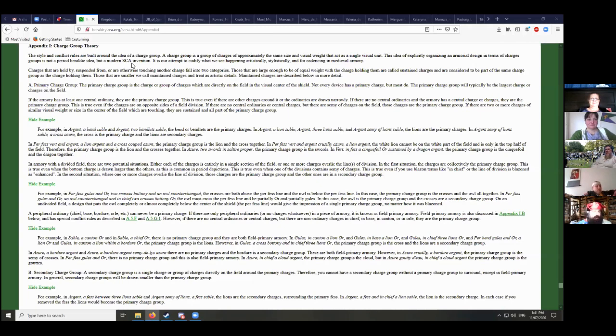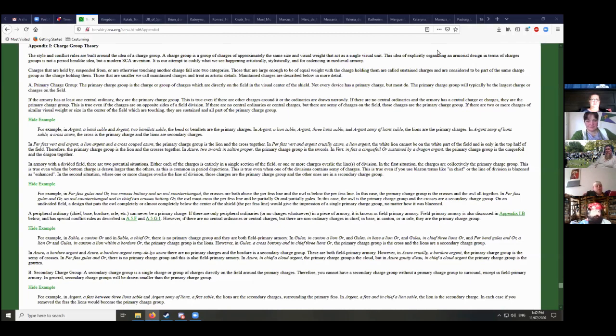So, if you want to go back and have a look at this one, and I sincerely recommend you do, especially if you're fairly new to this, this is Appendix I, that's I for Ivan, in SENA, which is all about charge group theory. And it kicks off with a basic introduction saying the style and conflict rules are built around the idea of a charge group. Charge group is a group of charges of approximately the same size and visual weight that act as a single unit.